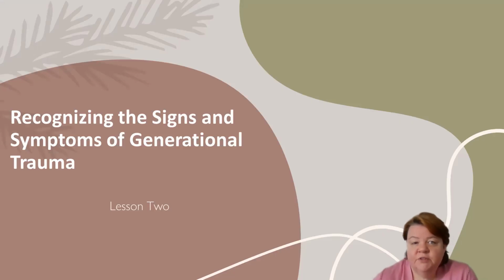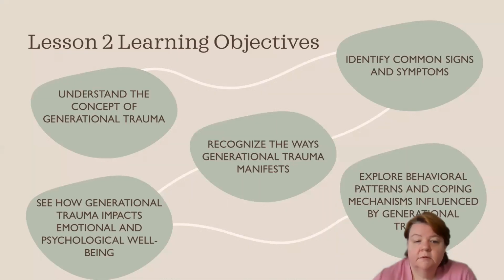So our learning objectives are understanding the concept of generational trauma and its connection to childhood trauma, identifying common signs and symptoms of generational trauma in individuals who've experienced childhood trauma, recognizing the ways in which generational trauma may manifest in emotional and psychological well-being, and exploring behavioral patterns and coping mechanisms influenced by generational trauma. Those are our objectives again.